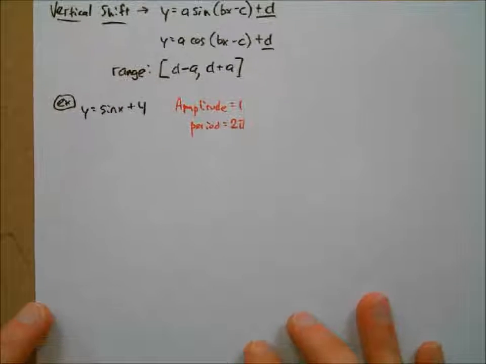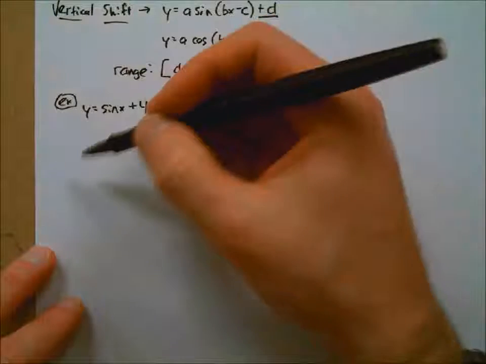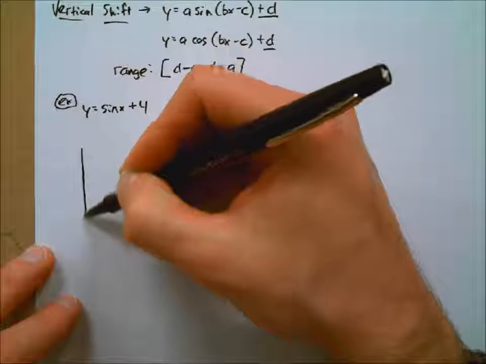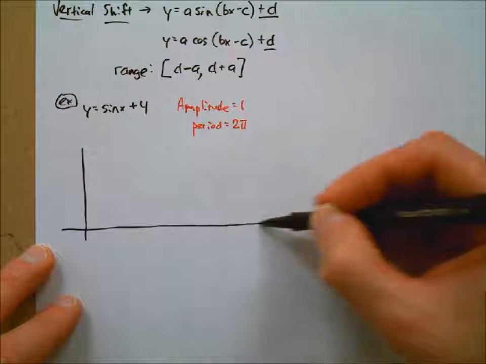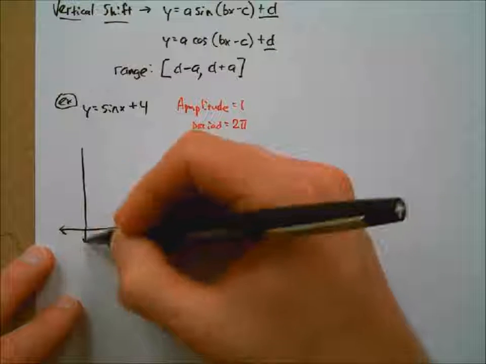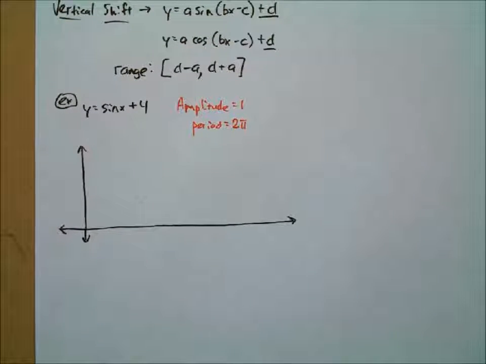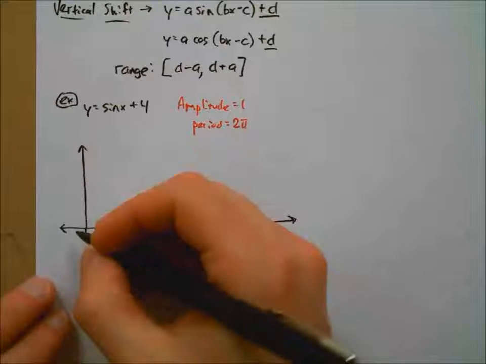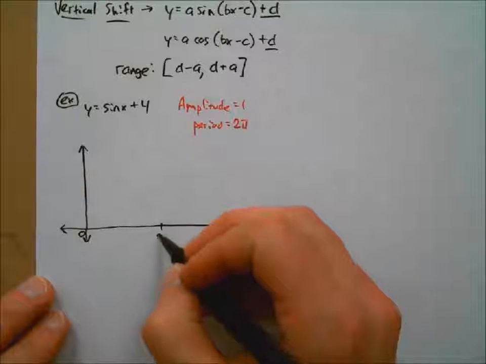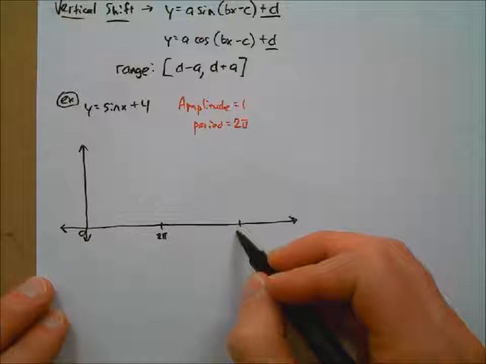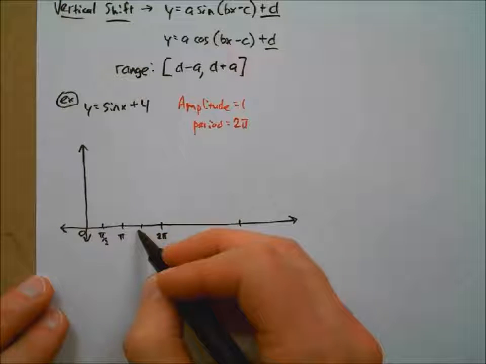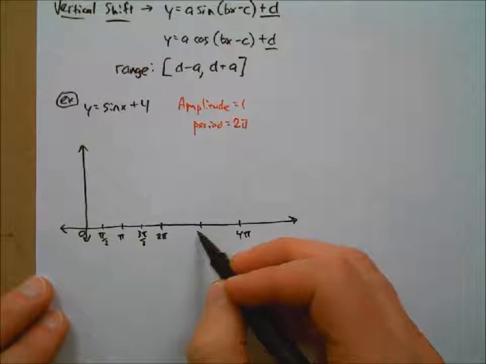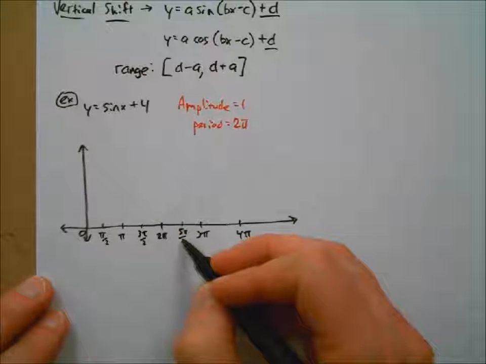Since we're shifting up 4, I'm going to sketch my axes in a more helpful way. If we sketch them like we normally do, it might not be so easy, so I'm going to sketch it so that we're more in the positive direction. We're still starting at 0, still going out to 2 pi, and I can go out to 4 pi to do 2 full periods. Then the halfway point, pi, and the quarter points, pi over 2, 3 pi over 2, the halfway point 3 pi, and then 5 pi over 2 and 7 pi over 2 for the quarter points.